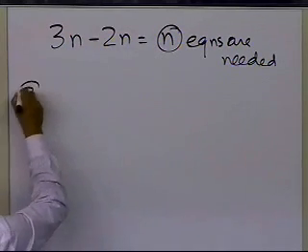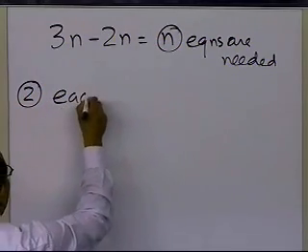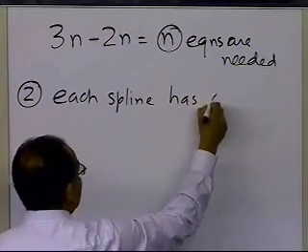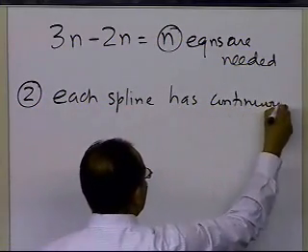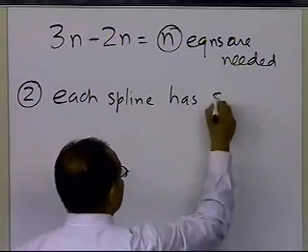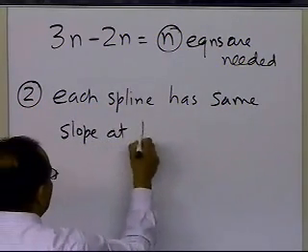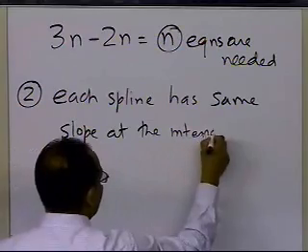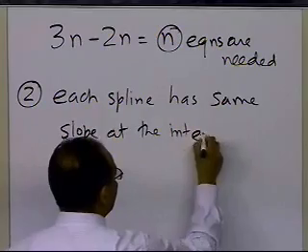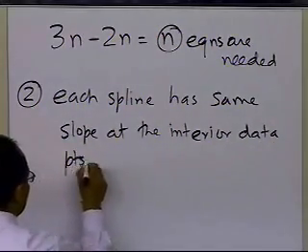Now the second part where these n equations, or part of those n equations, will come from is that each spline has not continuous but has the same slope at the interior data points, or what some people call knots at the interior data points. Now what does this mean?